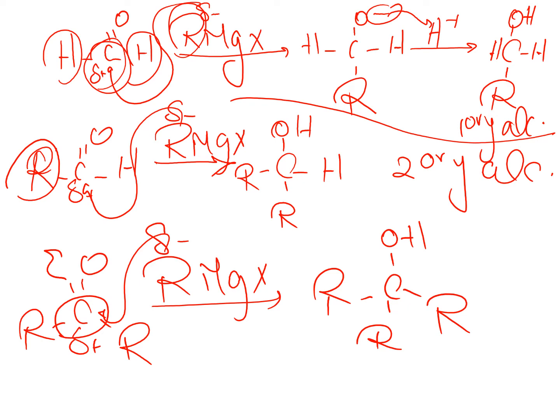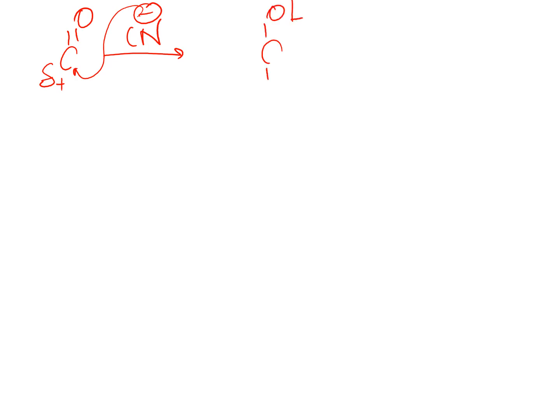The third example of nucleophilic addition reactions is the reaction of the carbonyl compounds with cyano compounds. The cyano group is carrying a full negative charge, and the carbon of the carbonyl is carrying a partial positive charge. Accordingly, you will end up with such a compound.